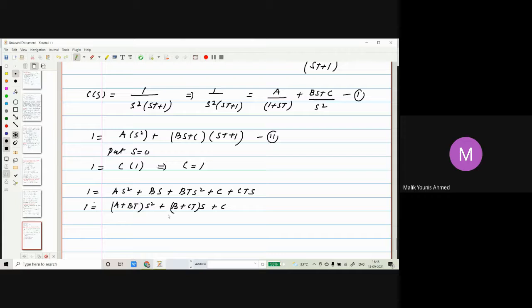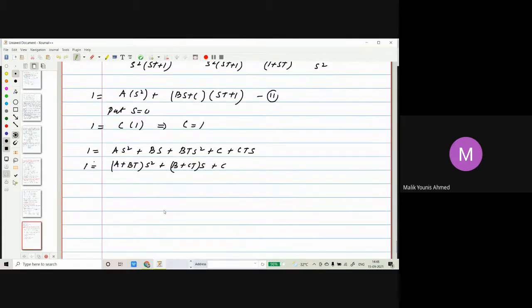Now we'll equate the coefficients. First we will equate the coefficients of S. On this side there are no coefficients, so B plus CT is equal to 0. That means B is equal to minus CT. C we know is already 1, which implies B is equivalent to minus T. So we have got the value of B also.